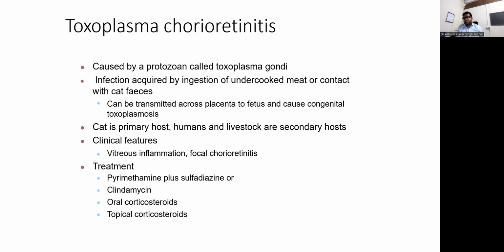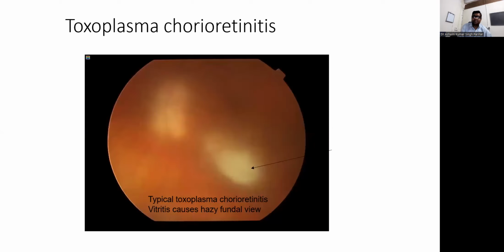Toxoplasma, caused by the protozoan Toxoplasma gondii, reaches humans through undercooked food or food infected with cat feces. The cat is the primary host, and humans and other animals are secondary hosts. It usually involves the posterior segment, and posterior uveitis is more common along with anterior uveitis. The management according to etiology is with pyrimethamine and sulfadiazine, oral corticosteroid, topical corticosteroid for the uveitis, and clindamycin.